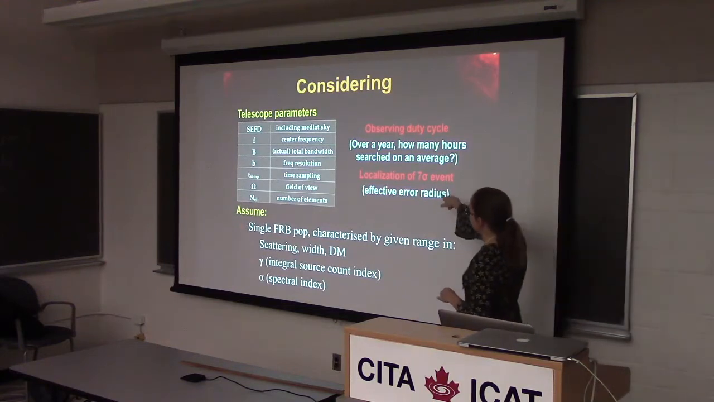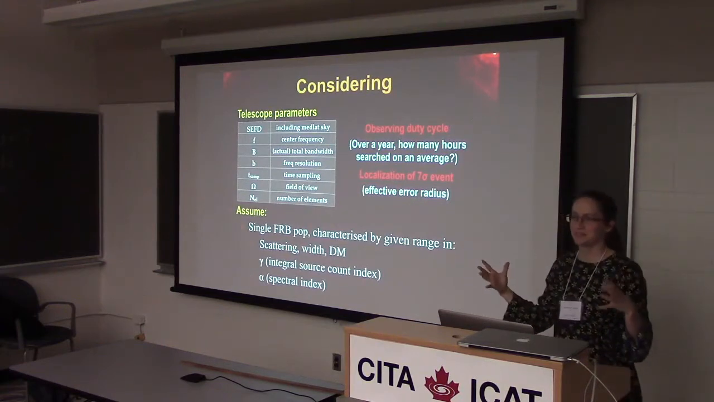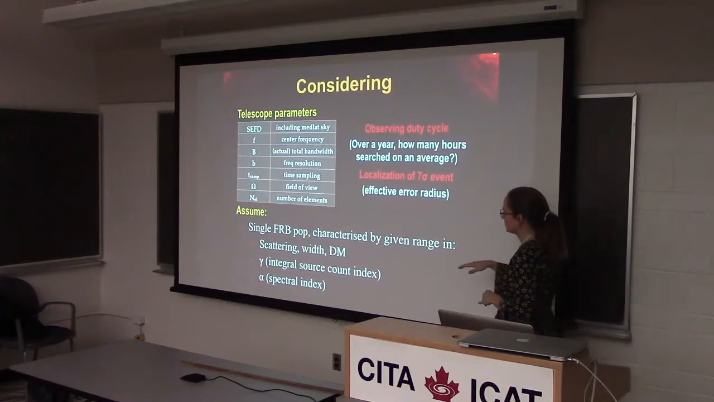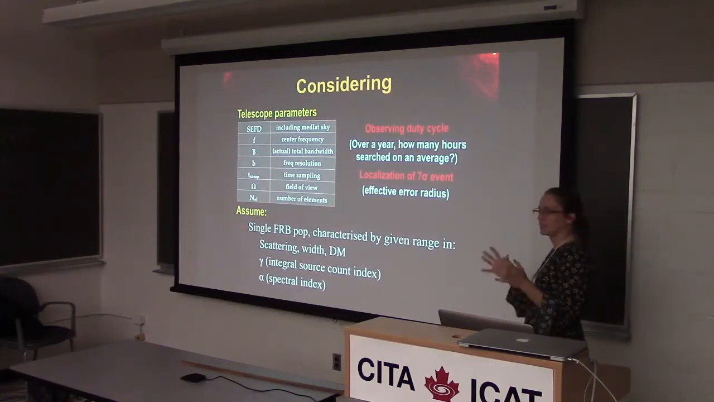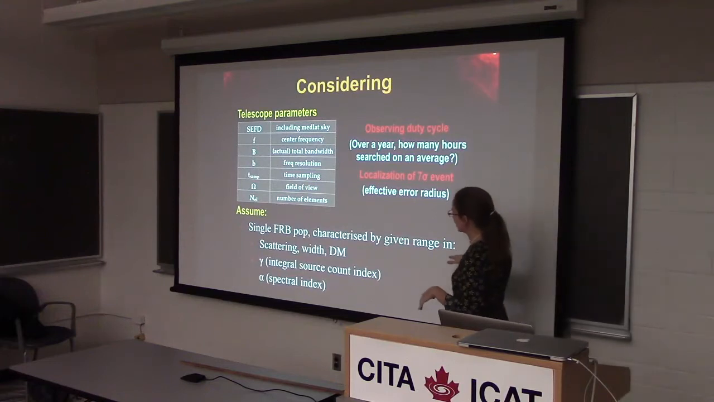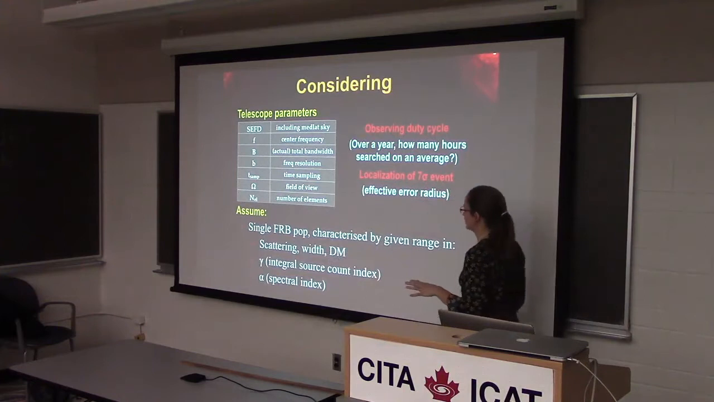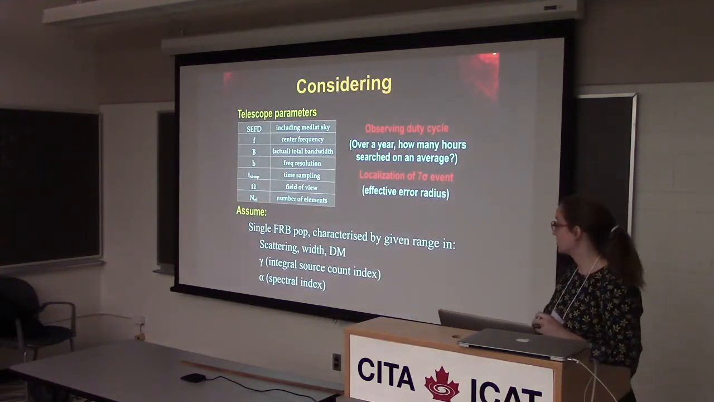And I'm assuming here a localization of a 7-sigma event. Of course, if you had only 3,000 sigma events, you would localize a little bit better. I'm also assuming here a single fast radio burst population. I say single, this could be multiple, but all I mean is that they're going to be characterized by a given range in scattering, pulse width, dispersion measure, but also this sort of count distribution and spectral index.